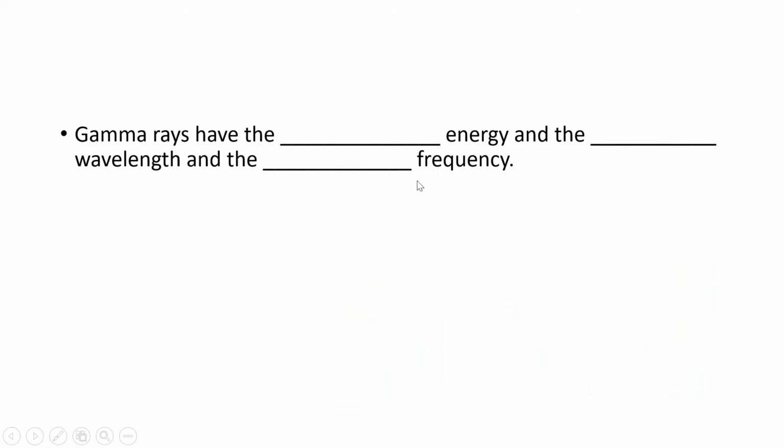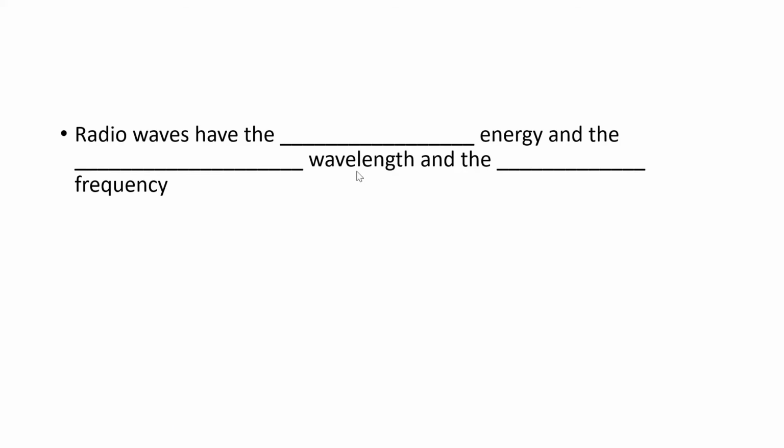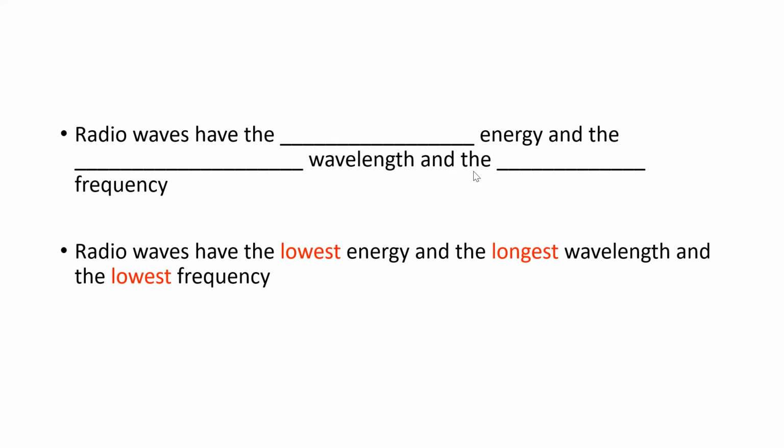Alright, so let's see what you remember. Gamma rays have the blank energy, the blank wavelength, and the blank frequency. They have the highest energy, the shortest wavelength, and the highest frequency. And on the opposite end, can you fill this out for radio waves? Do they have the most energy or the least? Longest or shortest wavelength? Highest or lowest frequency? Lowest energy, longest wavelength, lowest frequency.